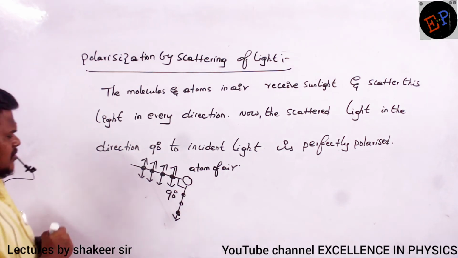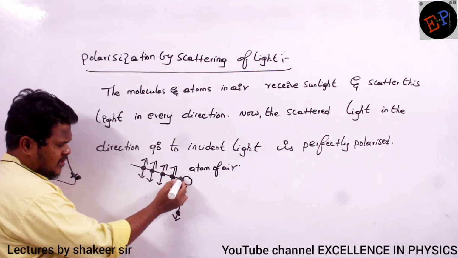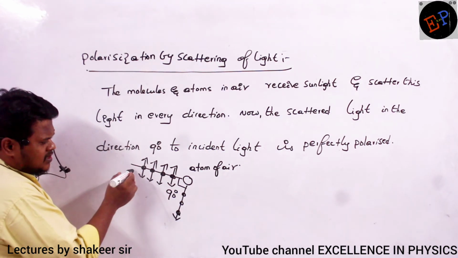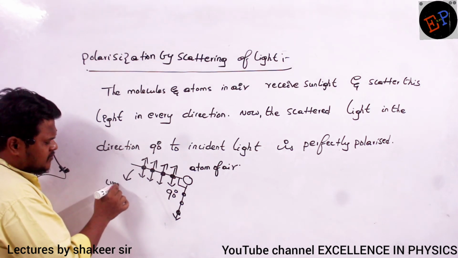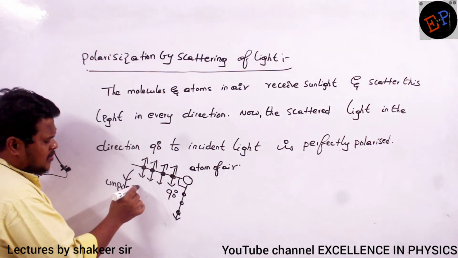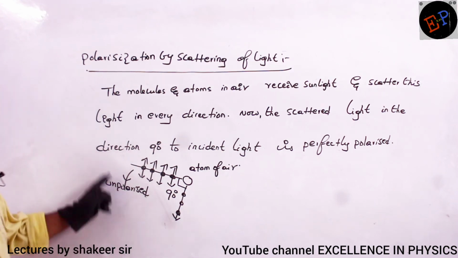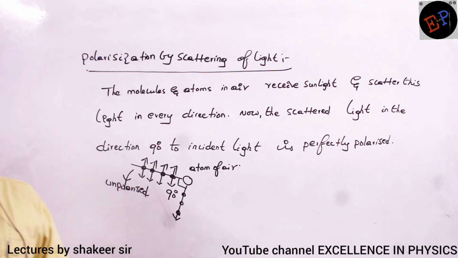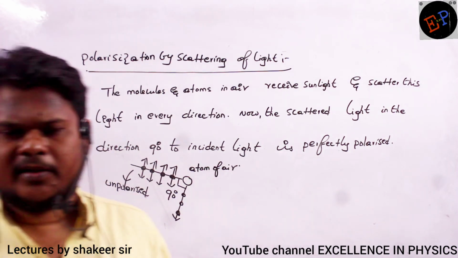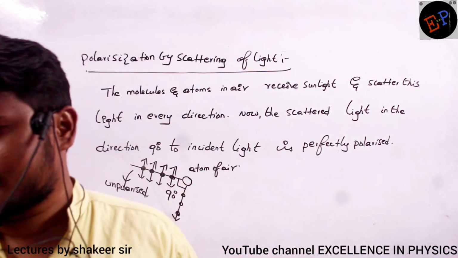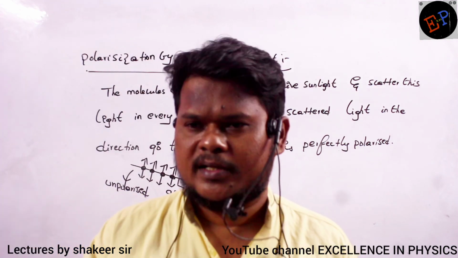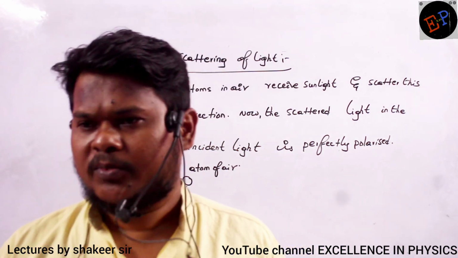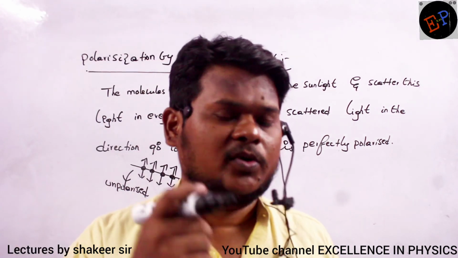Next we are studying about polarization by scattering of light. What is meant by scattering of light? The molecules and atoms which are present in the air receive sunlight. And sunlight is what kind of light? Unpolarized light. So after receiving this energy, they will scatter light in every direction, depending on the size of the molecule. For example, if you take nitrogen gas and oxygen gas, they take every color, but they give only blue color. That is why the sky appears to be blue in color.